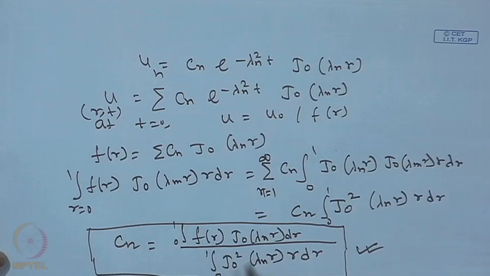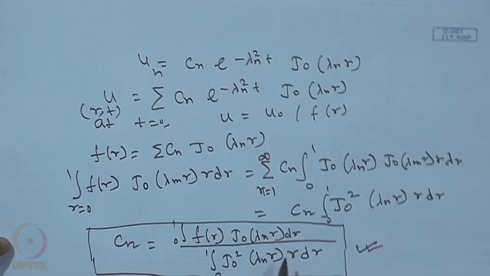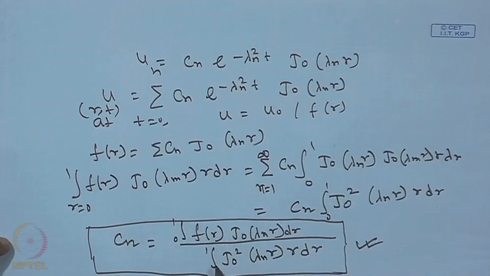So, knowing the function f of r, we can evaluate this integral by parts, or one can take a numerical subroutine, maybe Simpson's 1/3 rule or trapezoidal rule, to evaluate these two finite integrals to obtain the value of C_n for every value of λn. So, that completes our solution of one dimensional transient heat conduction problem in cylindrical polar coordinate system.